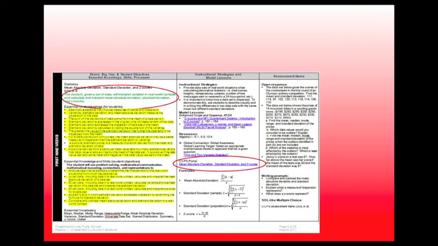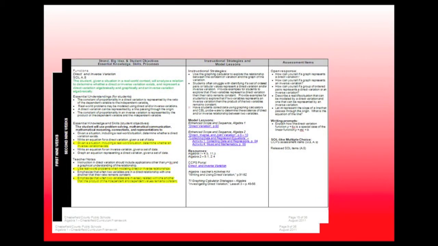Now let's take a look at inverse variation. What's new? Notice only a few portions are highlighted. Emphasis is placed on determining whether inverse variation exists, using real-world problems to model both direct and inverse relationships, and that the product of the values in an inverse relationship remains constant.